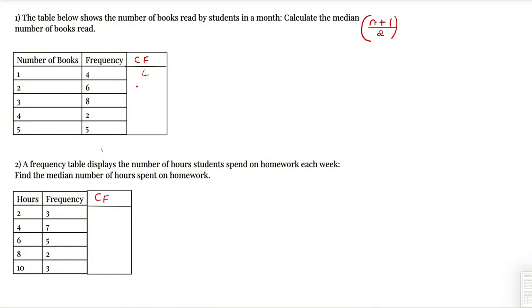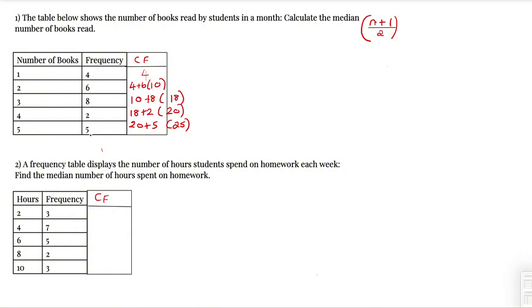Now it wants us to add that 4 with 6, which gives us 10. Now it wants us to add that 10 to our 8, which gives us 18. Now it wants us to add that 2 to our new answer, 18, which gives us 20. And now it wants us to add that 5 to our 20, which is 25. That's all it's asking us to do, our cumulative frequency, add it all together.